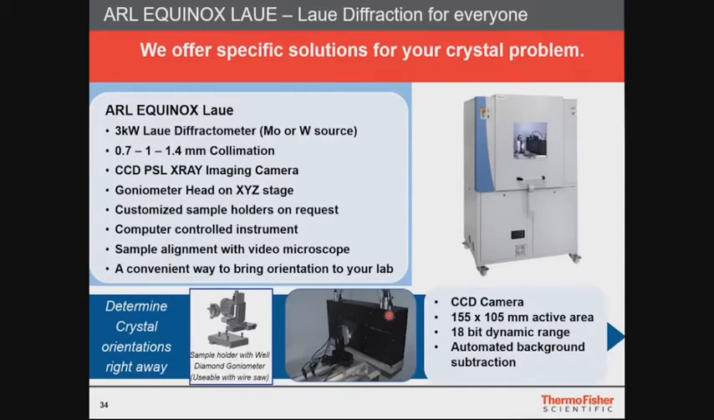This instrument is maybe a convenient way to bring some orientation capability to your lab. The CCD camera is quite big, has 18-bit dynamic range, and we are using automated background subtraction. Here you can see a schematic of the sample holder. It's equipped with a goniometer, so it's usable with a wire saw if you want to cut your crystal correctly.